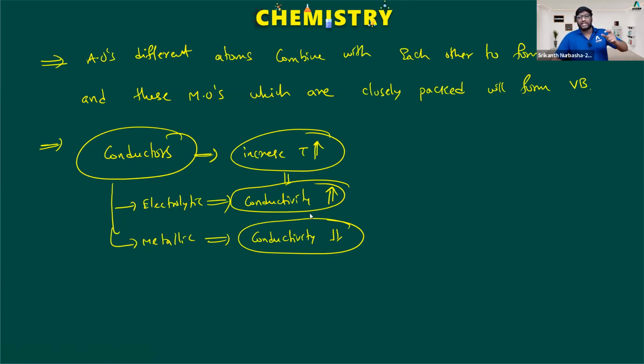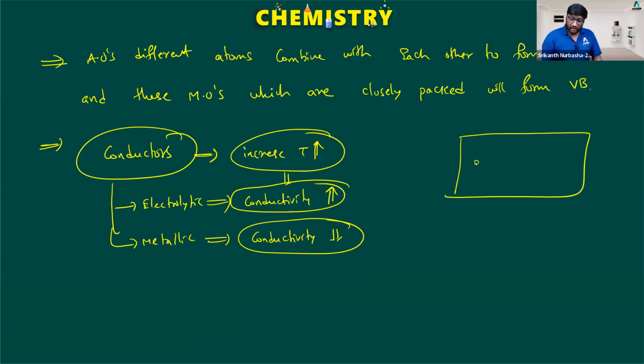That is, at the crystal lattice sites, the vibrational frequencies of the atoms will be very high. If you consider any metallic conductor, at a particular lattice point the vibrations are going to be high, so the electron can't flow easily. The obstruction of electrons is high. So with increase in temperature, conductivity increases for electrolytic conductors and decreases for metallic conductors.